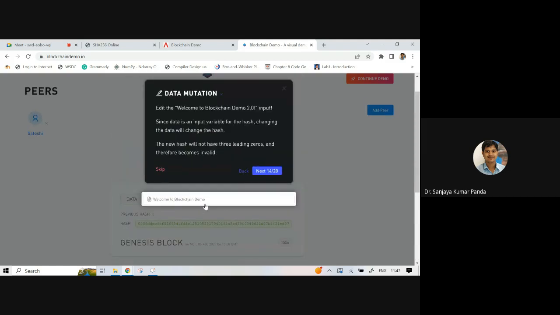Now this is your data mutation. If you want to change something, like I have changed demo 2.0 and written only demo, then you can see the hash value is changed.